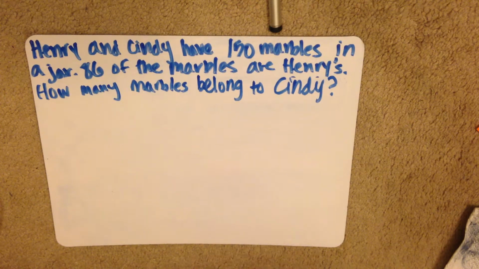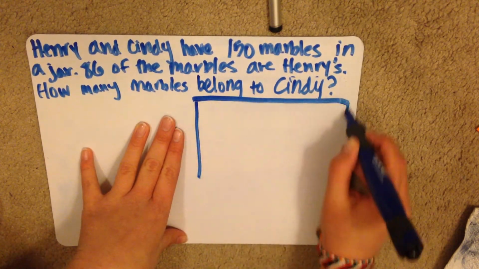So let's look at what we have. I know how many Henry and Cindy have in all, so we could call that a whole. And I also know how many Henry has. He has 86, which would be our part. And I also know what isn't Henry's must be Cindy's. So that would be our two parts. We have Henry's and Cindy's marbles, which combine into our whole. So this problem is a part-part-whole.